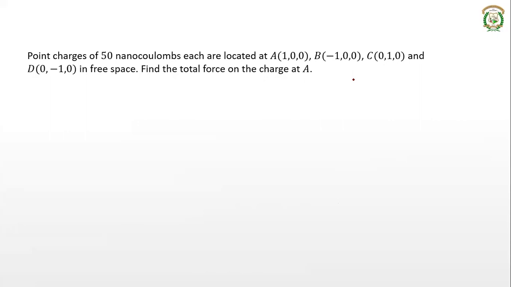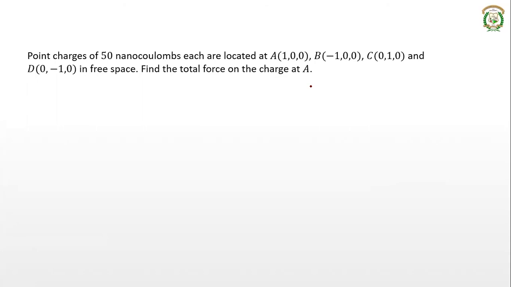So here it is given that point charges of 50 nanocoulombs each are located at A, B, C, and D. Their coordinates are given, in free space. The medium is given as free space. You are asked to find the total force on the charge at A. So there are 4 charges, not just 2 charges. There are 4 charges in this case, and you are asked to find the force on one of the charges. So whenever there are more than 2 charges, the equivalent force will be the sum of the forces due to individual charges, right?